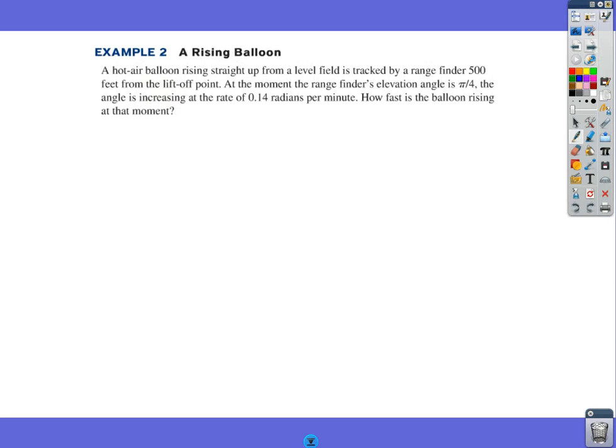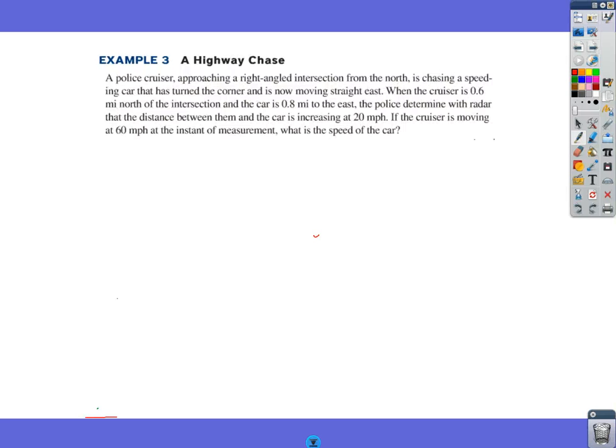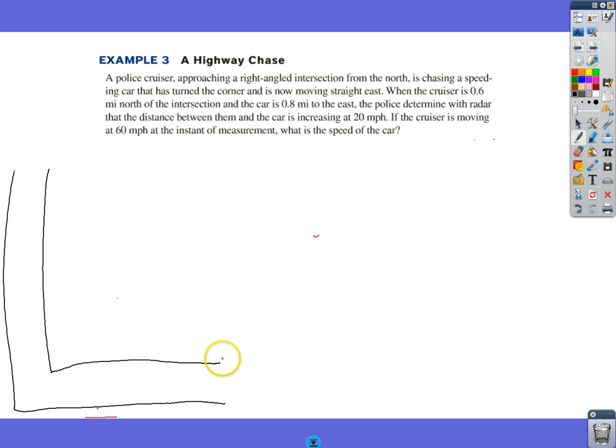All right, so I'm going to skip example 2 for this section. So example 3, highway chase. Ooh, this sounds exciting. A police cruiser is approaching a right-angled intersection. As I'm reading this, I'm going to be doing some drawing. So let's do a right-angled intersection here. There we go.